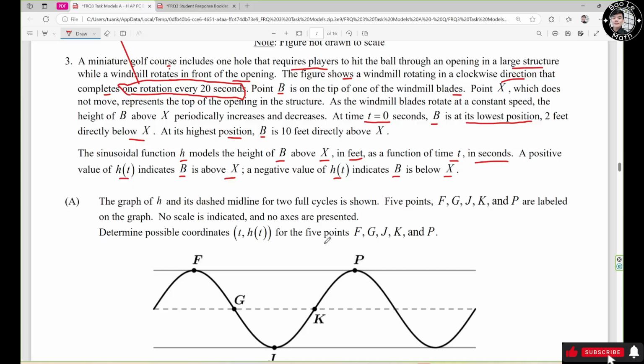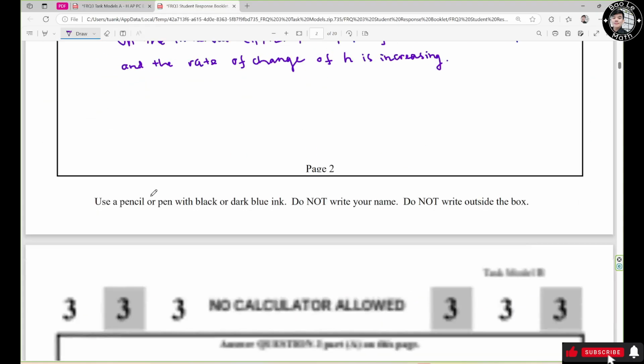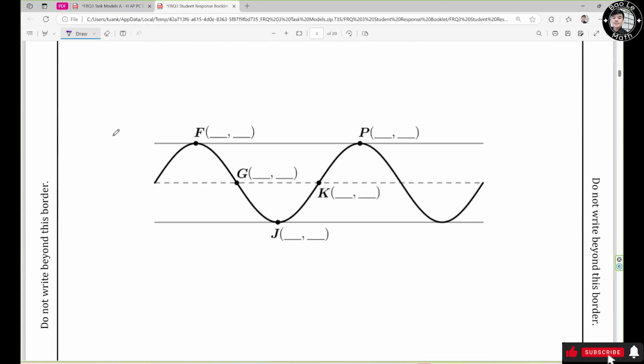Now we need to find the coordinate points of the 5 points F, G, J, K, and P, right? Now you need to find the maximum. The maximum is 10, right? The minimum is -2, right? So we're going to put this right here. It's going to be 10. The minimum is -2. The midline is maximum plus minimum divided by 2. So 10 minus 2 divided by 2 is going to be 4, right?